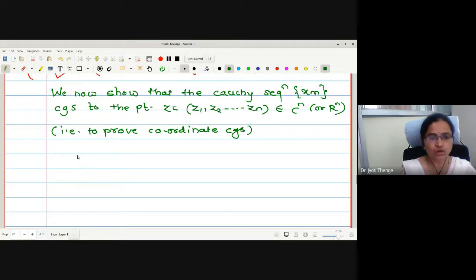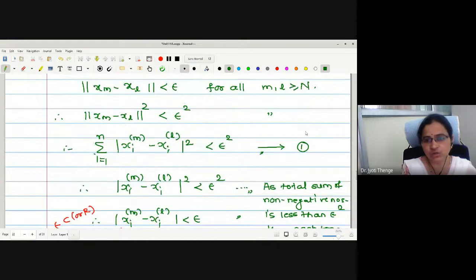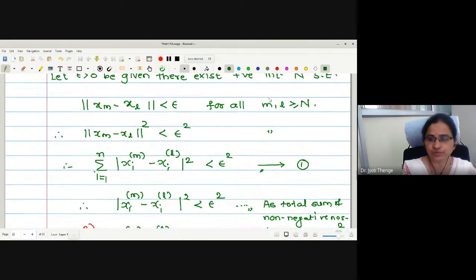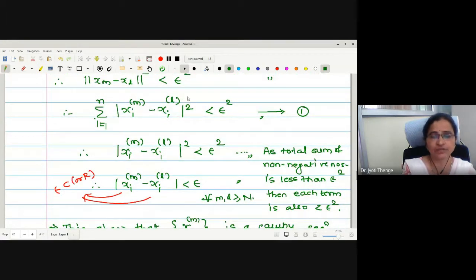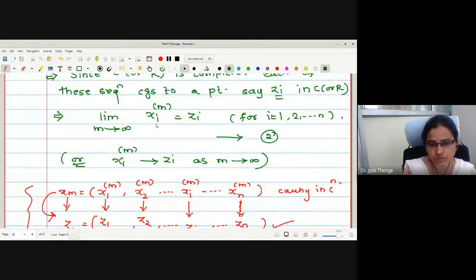Coordinate wise convergence. Now to prove this coordinate wise convergence, whatever equation number 1 we have taken, we will put L tends to infinity. This L we will take tends to infinity because m, l greater or equal to n we have taken, right? What will happen if I put L tends to infinity? We already know that for m tends to infinity, xim converges to zi. Then what about L tends to infinity?